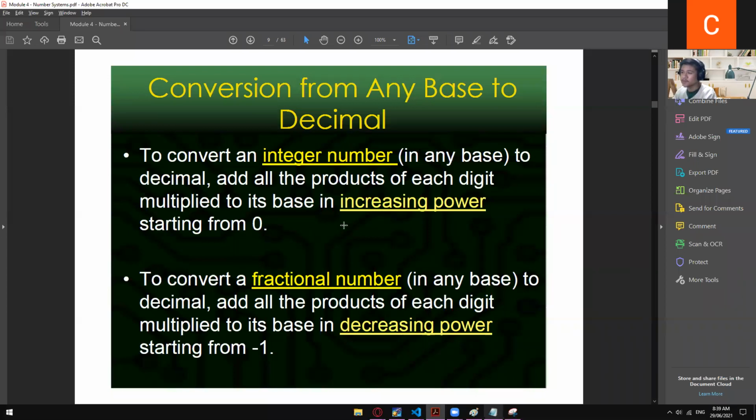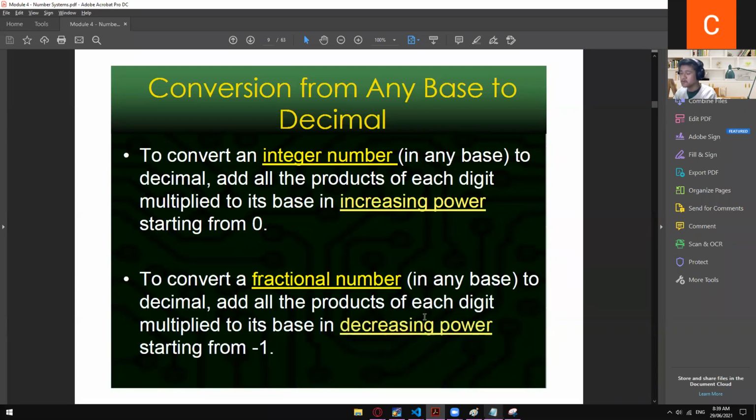So here's the only thing that I could tell you guys when it comes to converting any base to decimal. If it's a whole number, then you should have an increasing power starting from 0. And if it's a decimal number, or fractional number, then you should start with -1 and then it's a decreasing power. So -1, -2, -3, and so on and so forth.